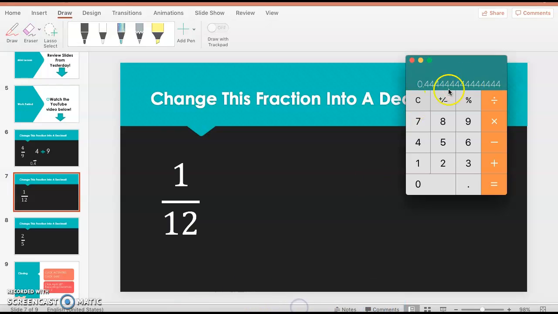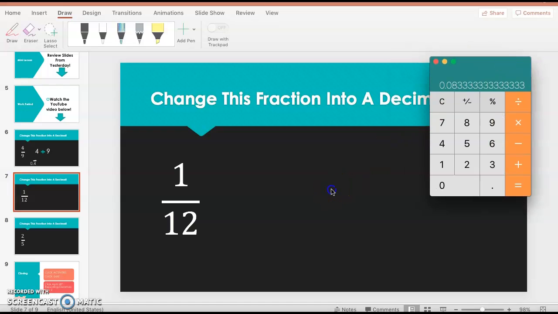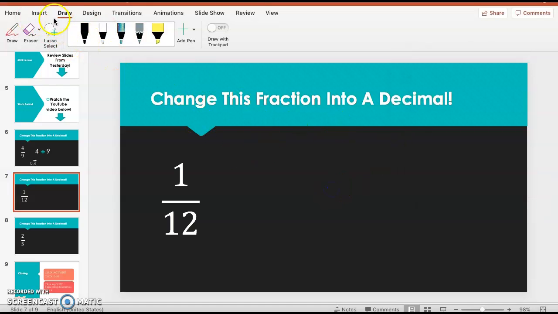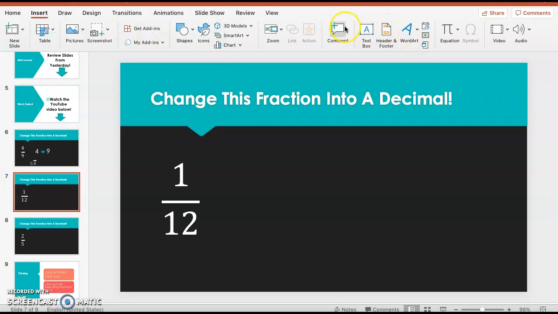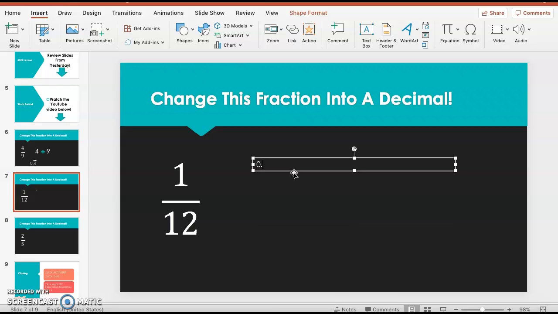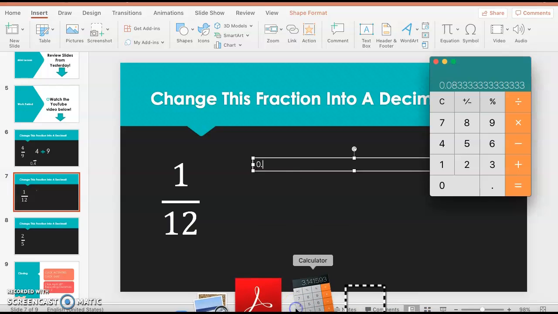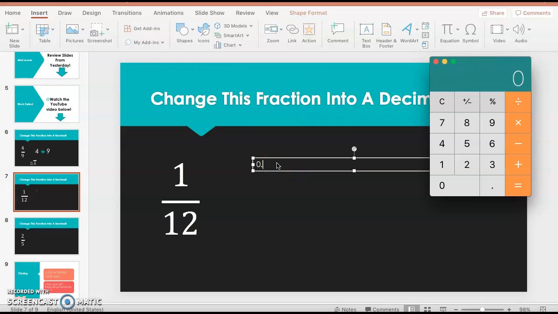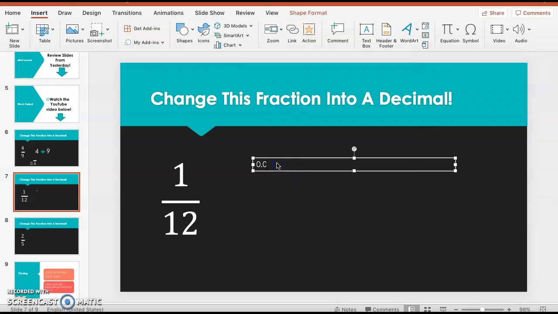So let's use our calculators and let's figure out what that is. 1 divided by 12 equals 0.0833333333. Okay, so how are we going to write this? Well, let's write out the number first. We've got 0.08 and then a bunch of 3s afterwards.